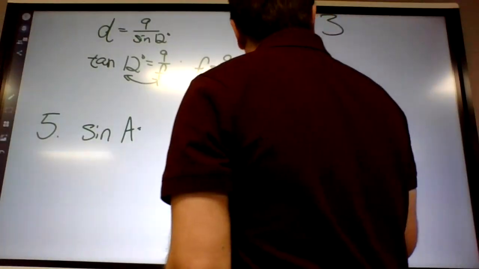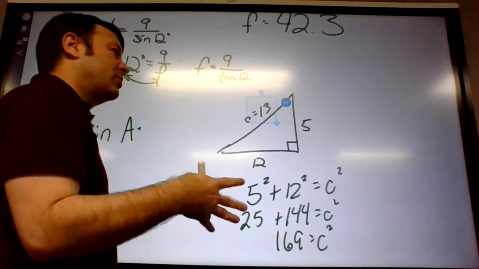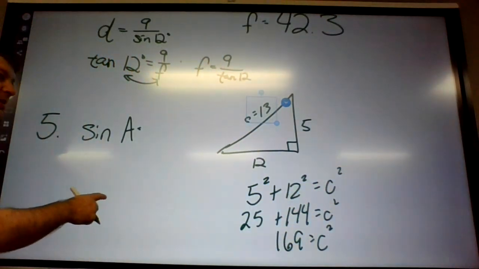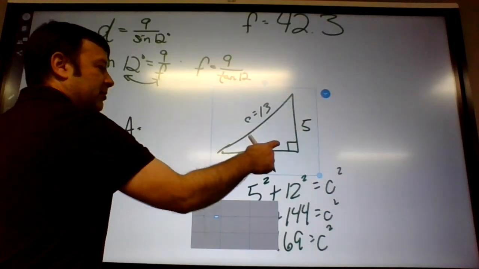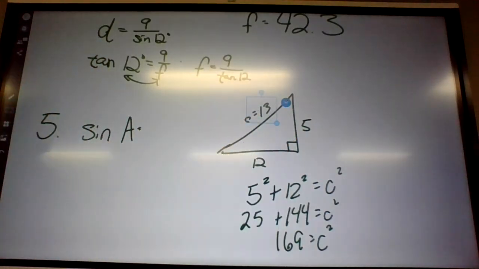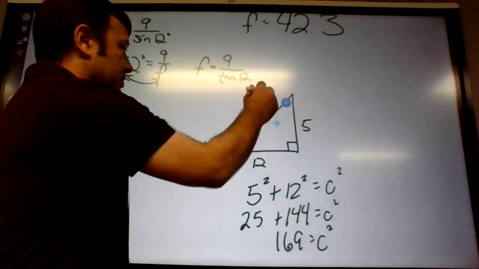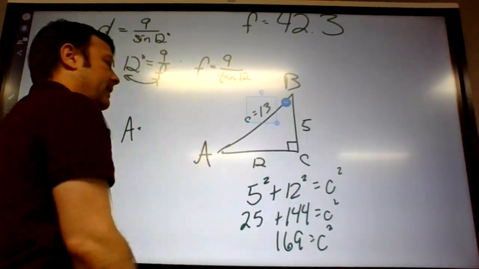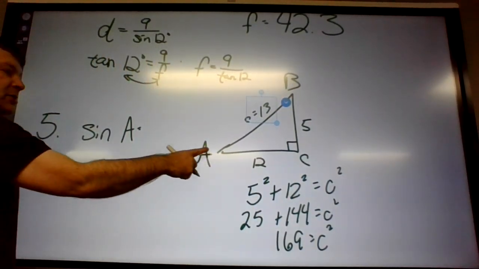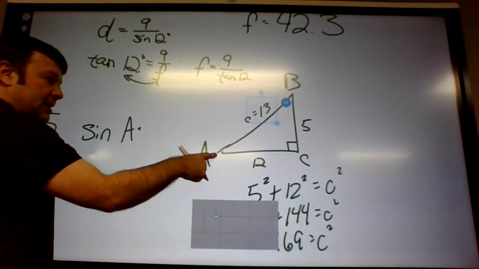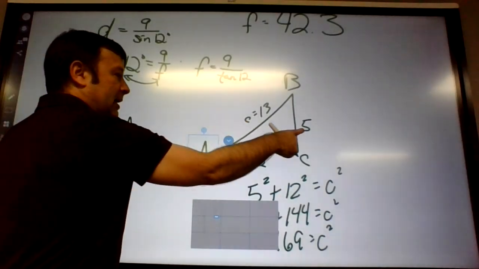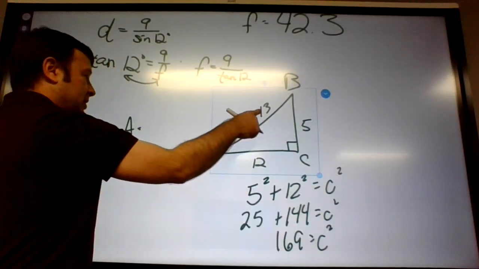Most right triangles are really weird decimals or square roots, but occasionally they come out really clean. So, sine of A, this is A, this is B, this is C. Sine of A is supposed to equal opposite over hypotenuse. So, opposite over hypotenuse.